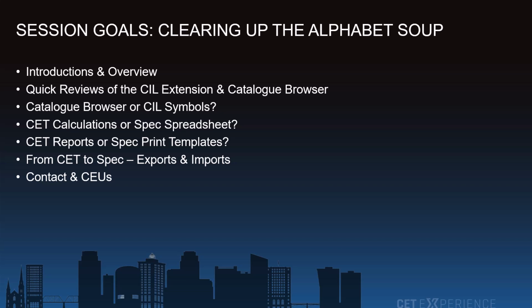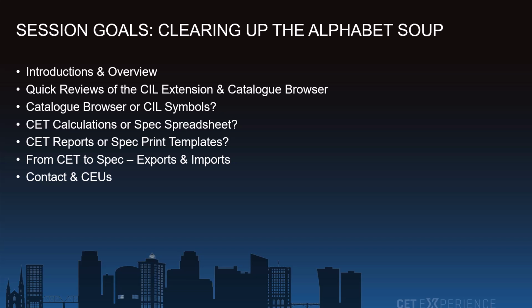Today's session goals, really what we're going to do is try and clear up that alphabet soup. There are so many acronyms and little three-letter things that go along with CET and Spec that we're going to clear up all of those abbreviations. We're going to start with a quick introduction and overview. Then we will review the Commercial Interiors Library extension and the catalog browser.